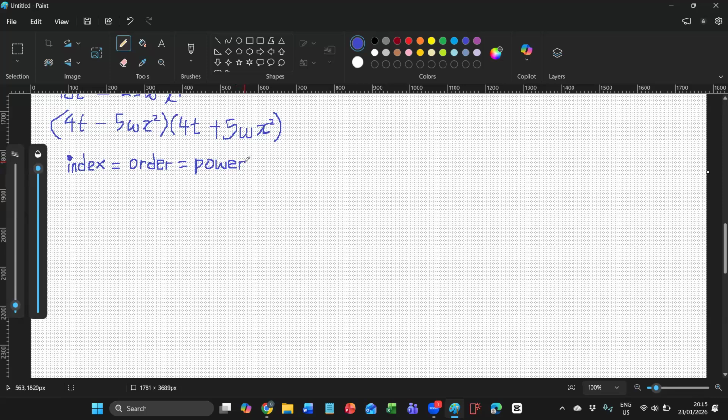Okay. Index, order, power. All of them are the same thing. You can call them synonyms of the highest order, of the highest degree, rather. Okay. So why did I do this? So that anytime you see any of them, you can relate. So let's quickly jump into the laws. The first law, I'm going to use X.